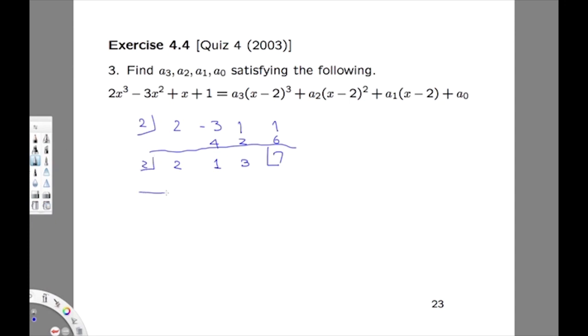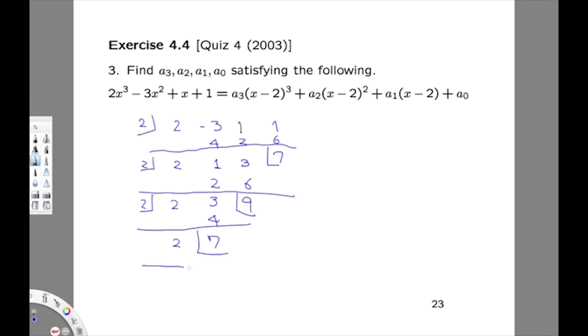2 here, then bring this 2 down, and multiply by 2, add them together, and multiply by 2, add them together, you get 9. Okay? And again, you continue this process. Bring this 2 down and multiply by 2, and add them together, you get 7.